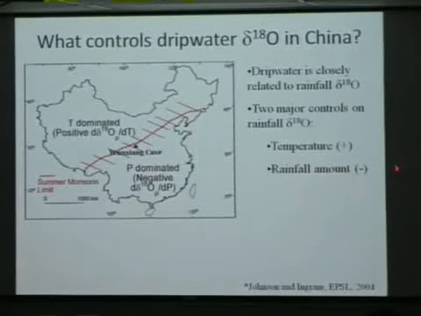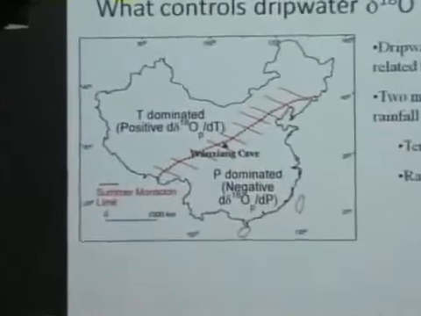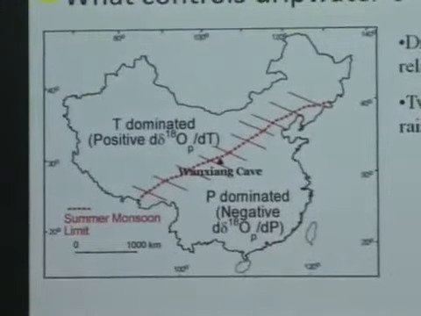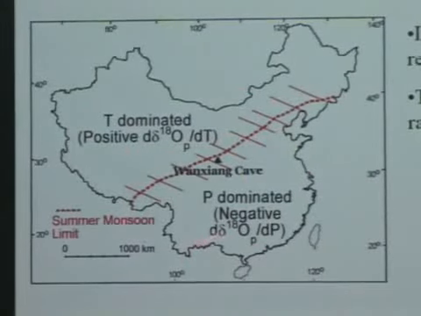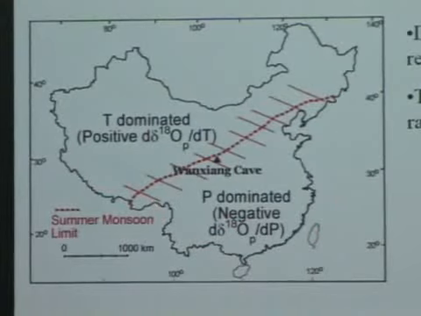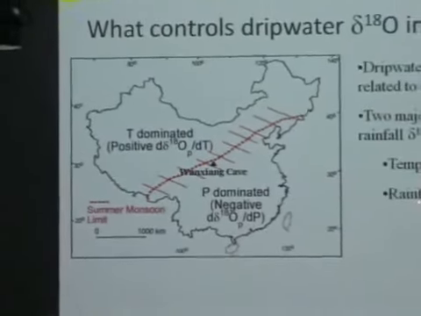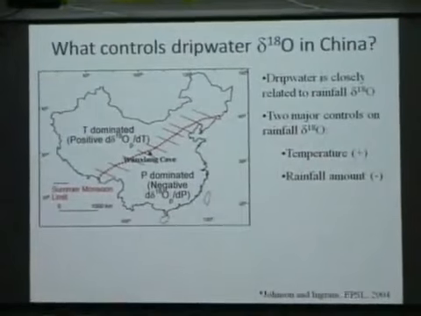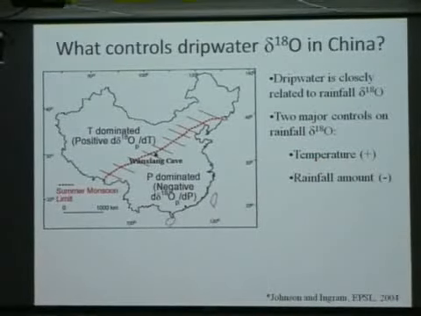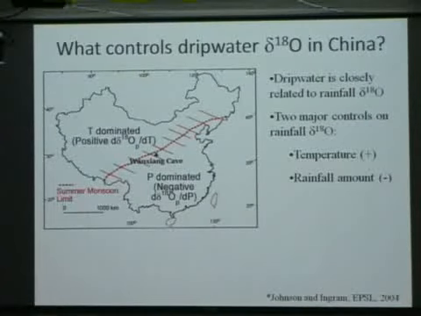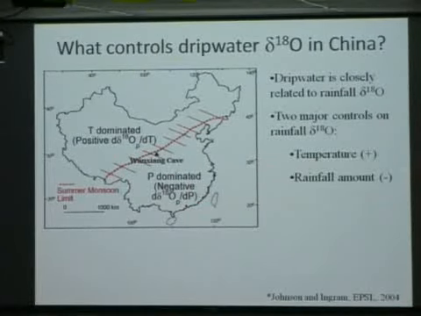So wetter conditions lead to more negative delta 18, and higher temperatures lead to more positive delta 18s. Well, I've done some statistical analysis of rainfall delta 18 data for China in order to investigate the relative importance of these two effects. And what we found wasn't too surprising, and it's been shown in other studies, in other monsoon regions and for the tropics, that in these regions, this rainfall amount effect, this negative change in delta 18 with increased rainfall, is the most significant.